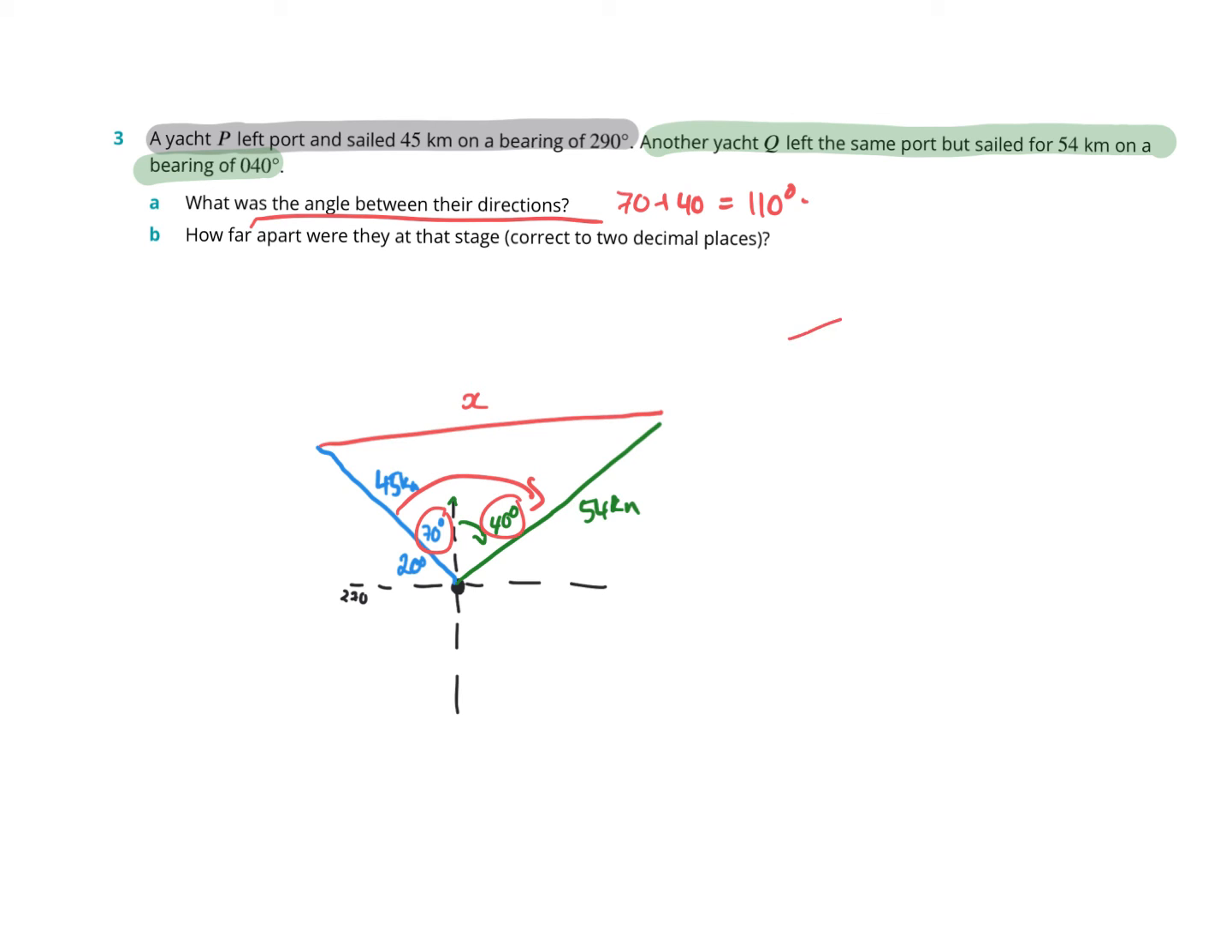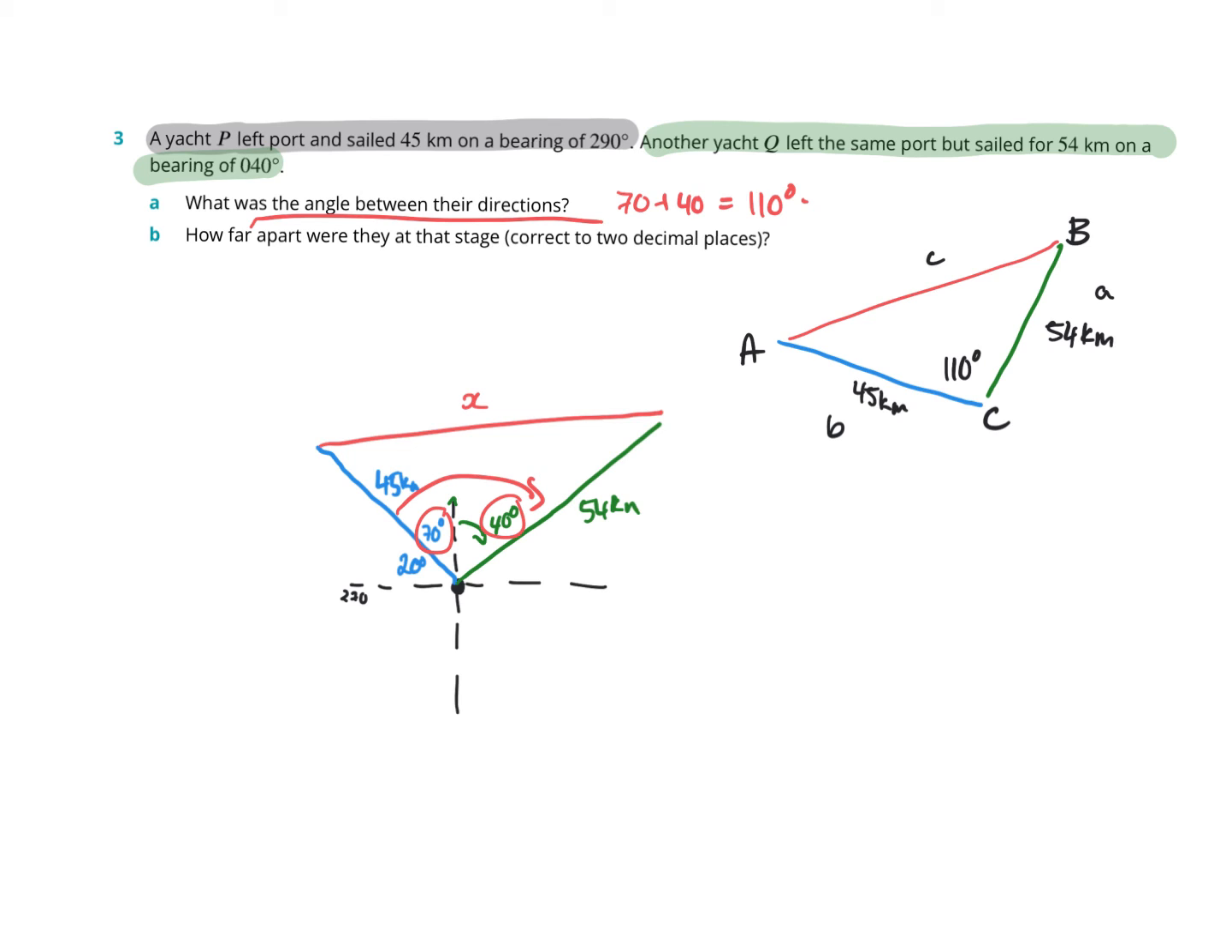So if you just simplify it, just so we don't have all those compass things in there, let's just simplify what we know. We know this is 110. They asked us that. We know the blue one's 45. We know the green one's 54. And we can just label it up: A, B, C, little c, little a, little b.